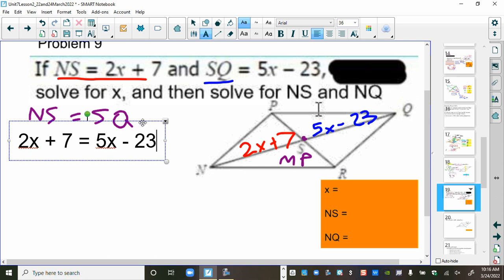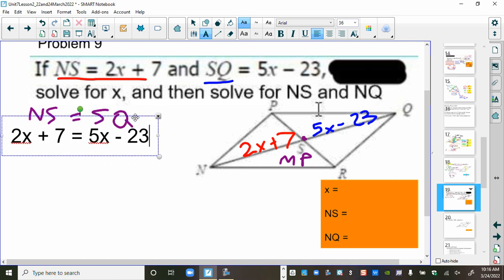There we go. 2x plus 7 equals 5x minus 23. And then let's solve for x. So I'll give you all a moment real quick to solve for x.